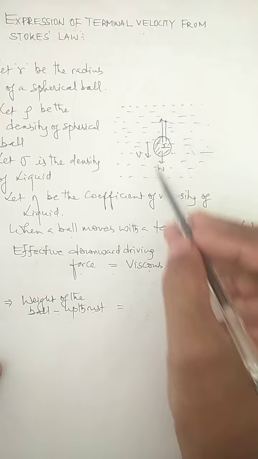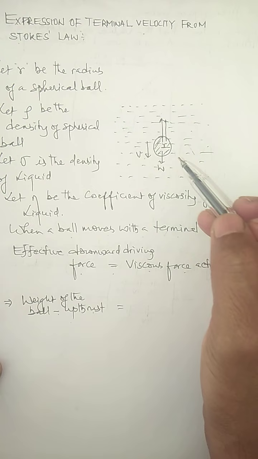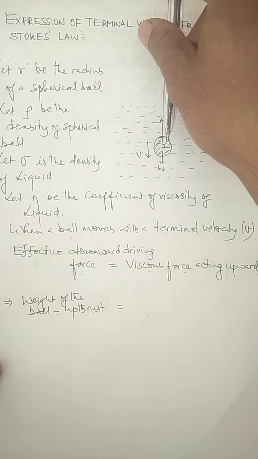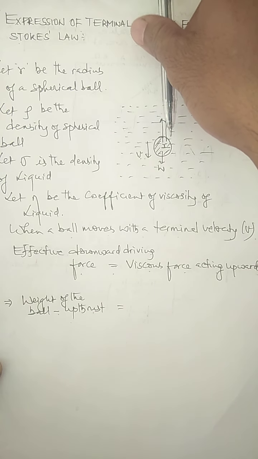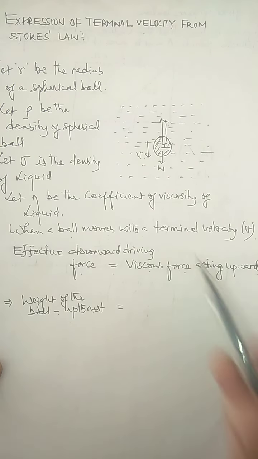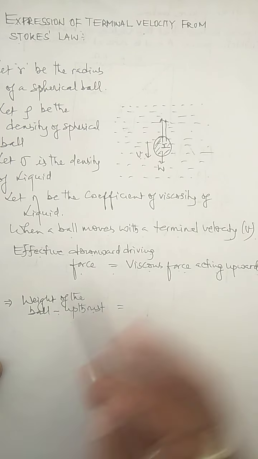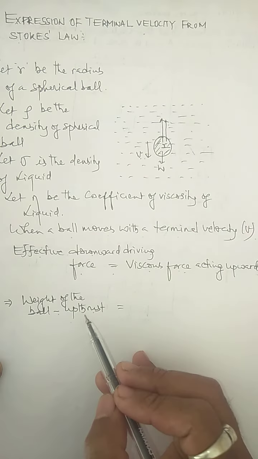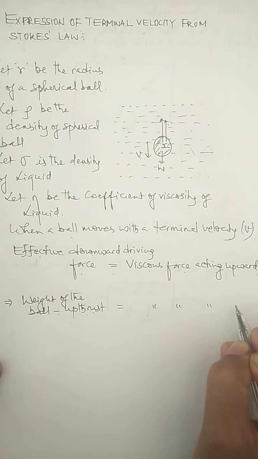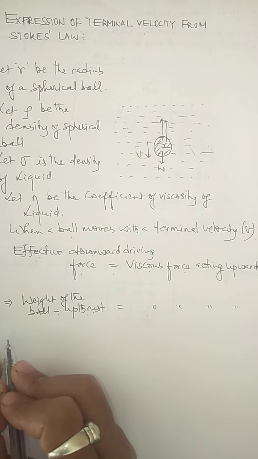Because upthrust is upward and weight is downward, but still the ball is falling downward only. The ball is not at rest because the body is moving with constant velocity. That's why the net force is balanced by the viscous force in the upward direction. The effective downward driving force is the weight of the ball, which is downward and more than the upthrust acting upward by the liquid, and that is equal to the viscous force acting upward.